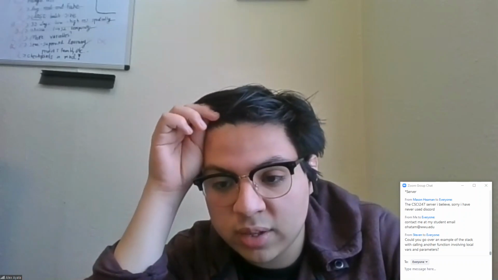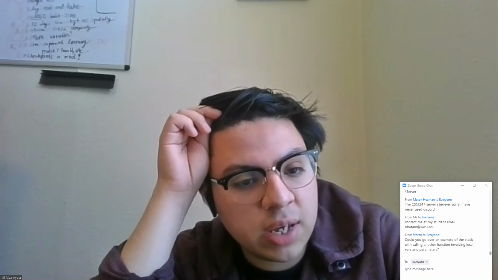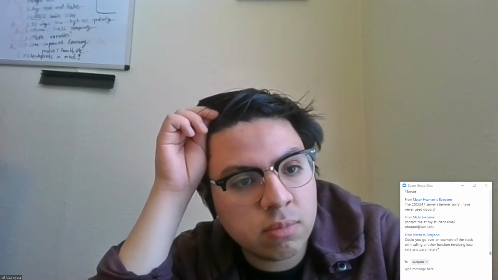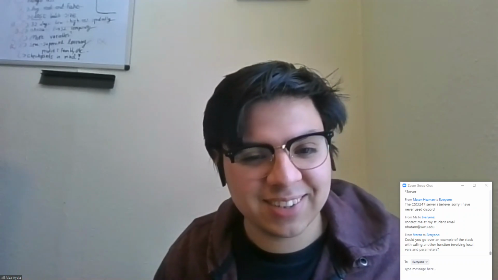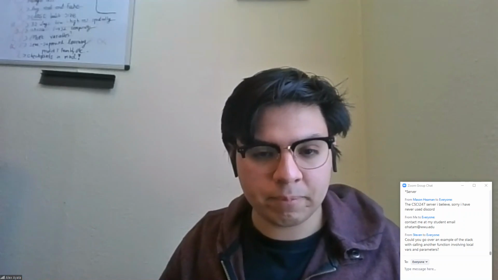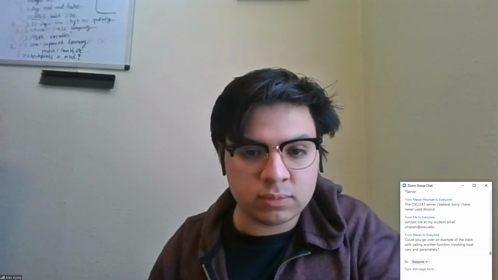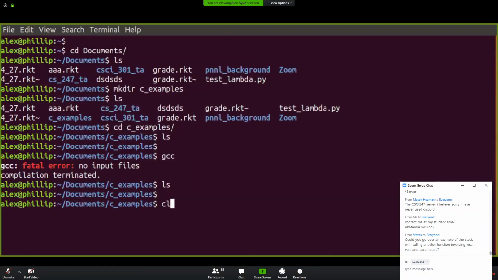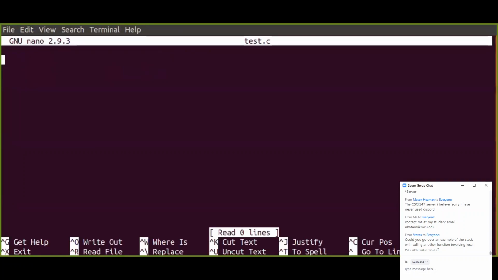So an example of the stack with calling another function involving local variables and parameters. Yeah, let's do a code example. Let me fire up the good old terminal. Let me go ahead and share that screen. All right. So we're going to make a test file here. And let me see if I can remember all my C syntax from the top of my head.